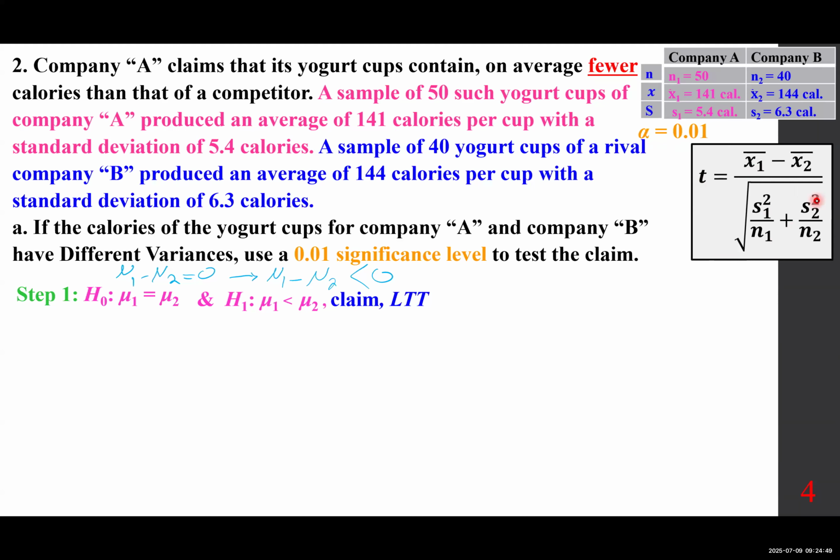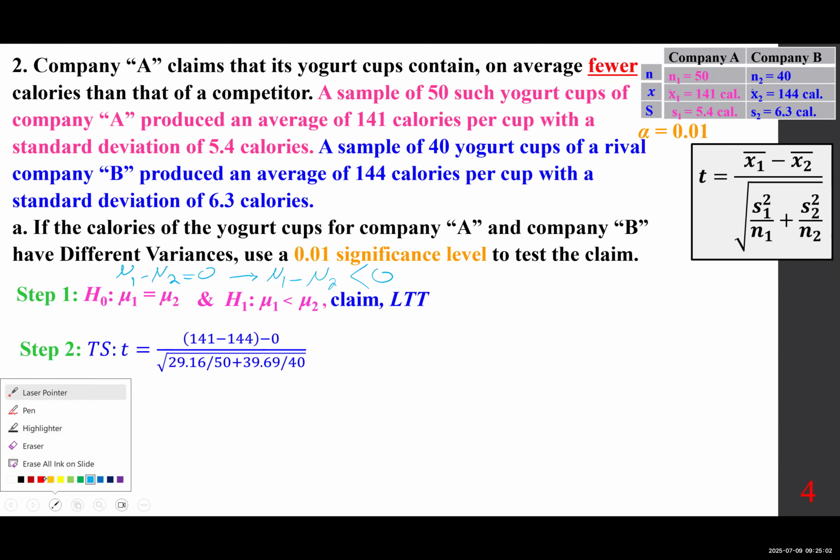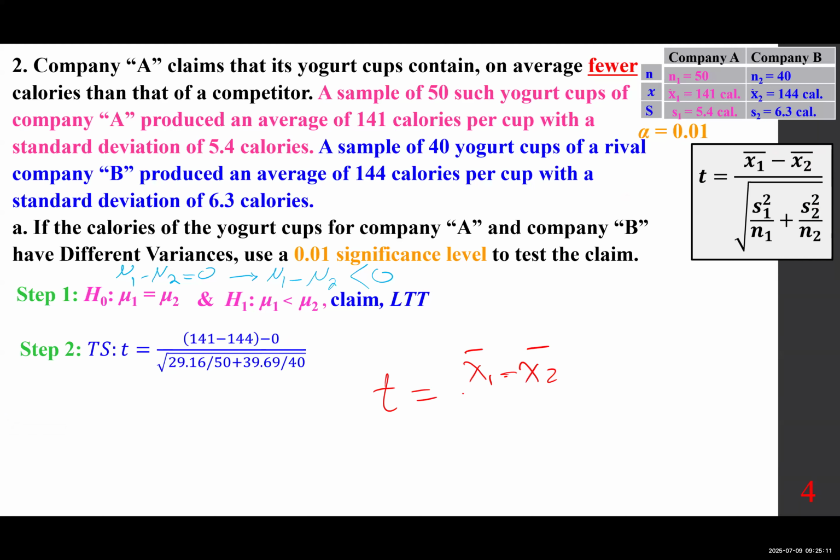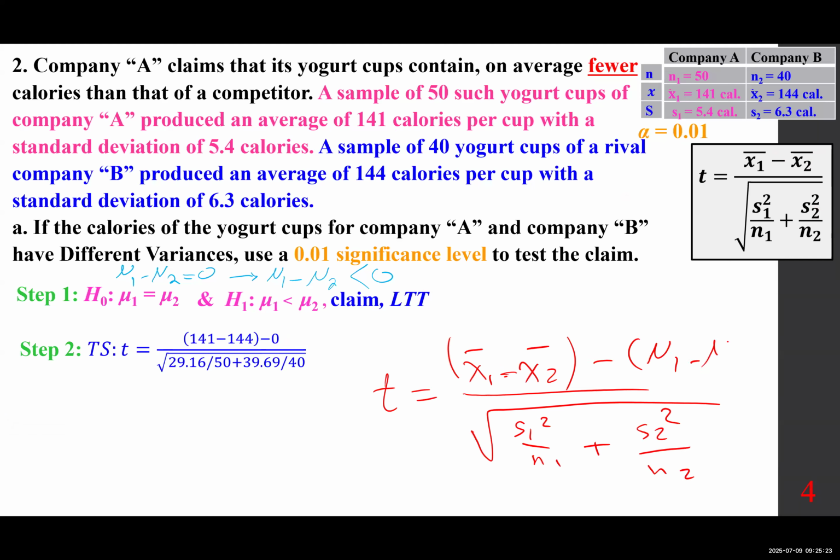So plug in. By the way, as far as the formula is concerned, the reason I have a 0 here is that in many texts the formula really is x1 bar minus x2 bar in parentheses, the denominator is the same, s1 squared over n1 plus s2 squared over n2, and then it's minus mu1 minus mu2. This comes from H0, and it's always 0.